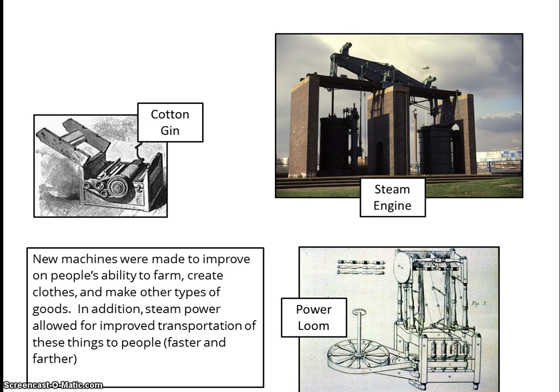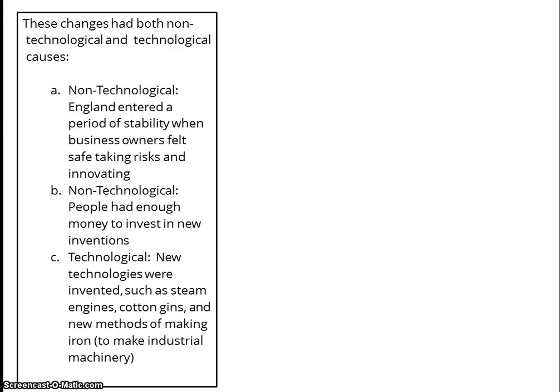So those are 3 machines that helped create or lead to the Industrial Revolution. Finally, there were several other causes that led to the creation of these machines in the Industrial Revolution. Some of these causes had to do with technology and some didn't. So, for example, England was entering a period of stability when business owners felt safe taking risks, loaning people money, trying out new things and hoping they worked out, right?